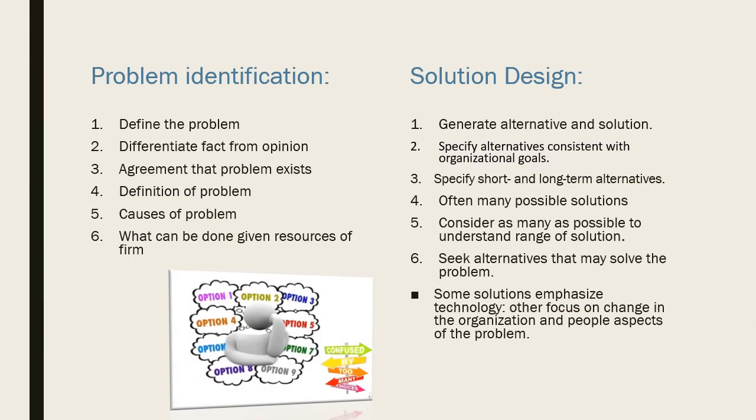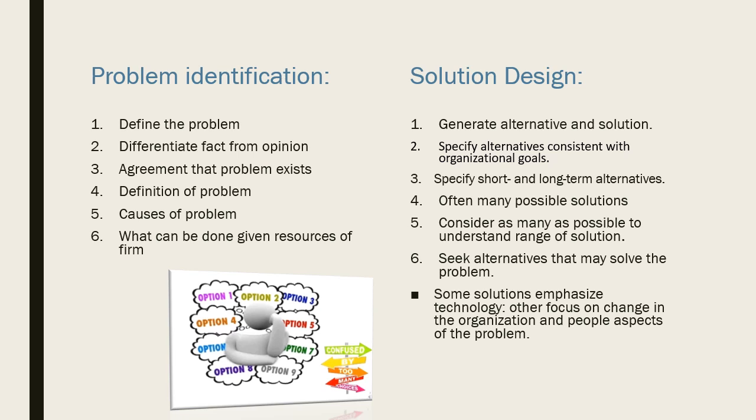First, problem identification. Number 1, define the problem. Number 2, differentiate fact from opinion. Number 3, agreement that problem exists. Number 4, definition of problem. Number 5, cause of problem. Number 6, what can be done given resources to affirm.